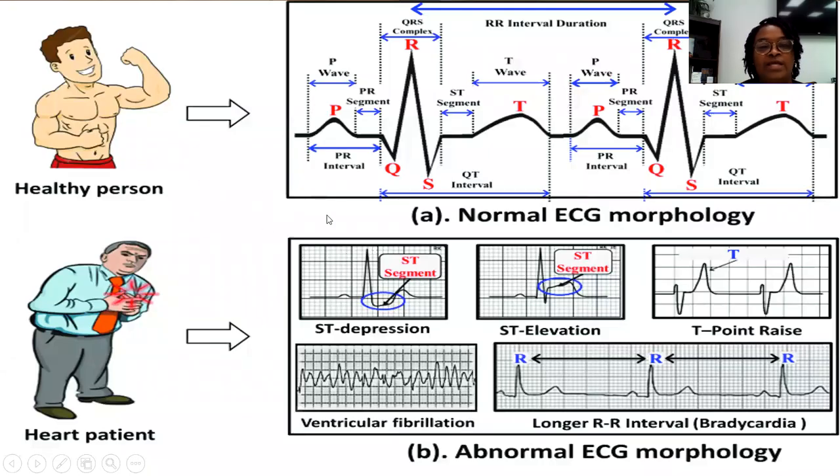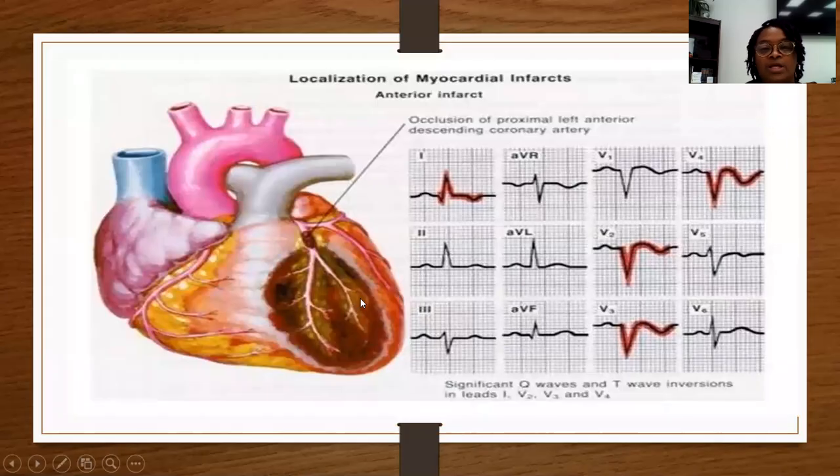So here's a recap, an illustration of your ST segments and intervals for a healthy person versus a person who's having a heart attack. Here we're looking at an anterior wall MI, and what it's showing you here is that significant Q wave that you'll see on the EKG, as well as the inverted T.